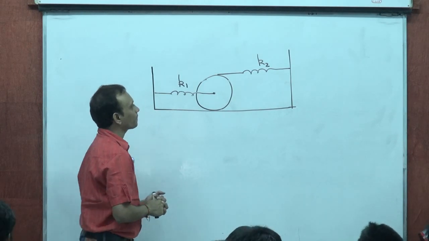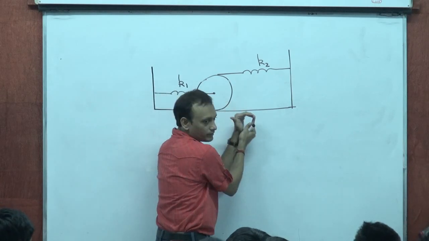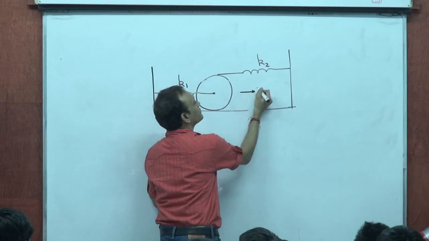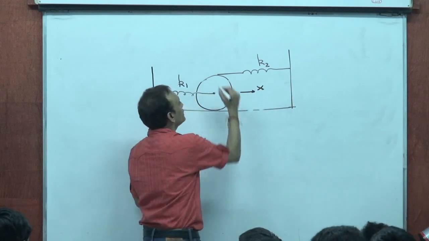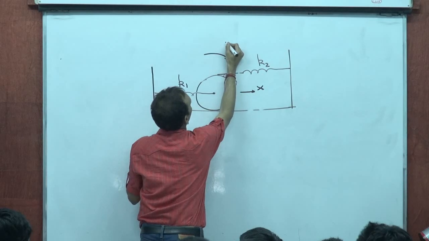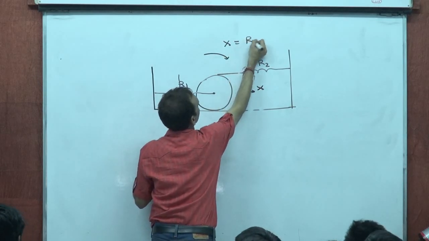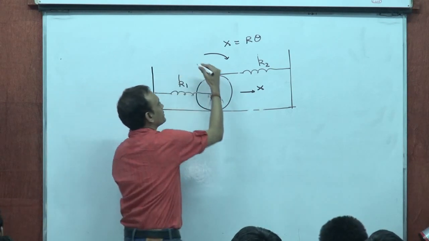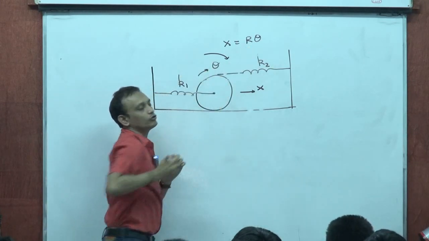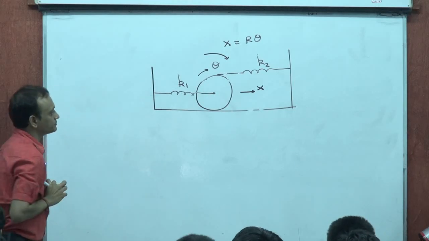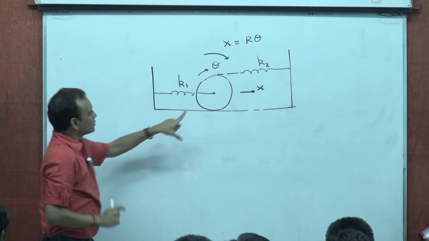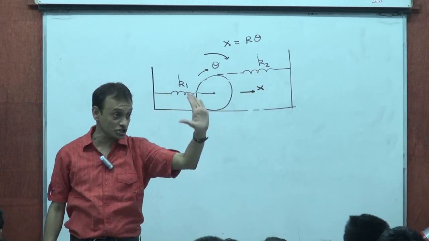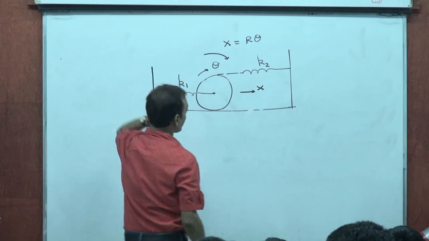Now, if it's rolling, that means if at some instant it has translated by an amount x, then it would have rotated by an amount theta such that x will be r theta, because it's rolling, right? It would have rotated by an amount theta such that theta would be x by r. Initially the spring is unstretched, so this is the equilibrium position.